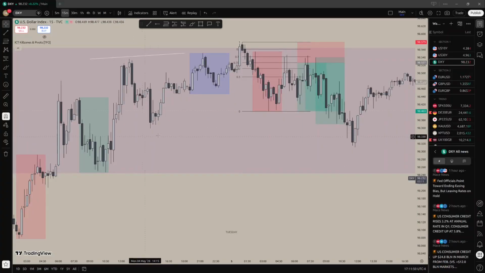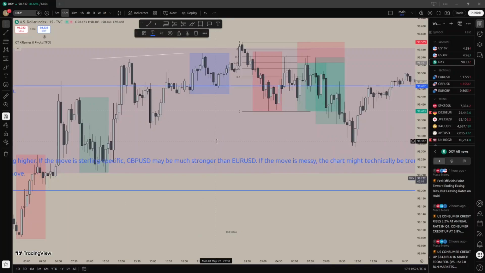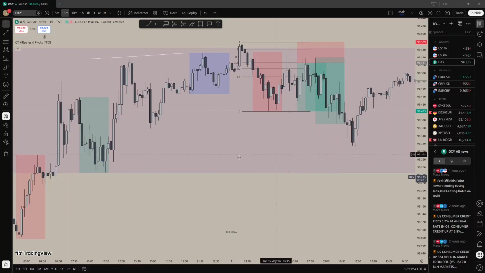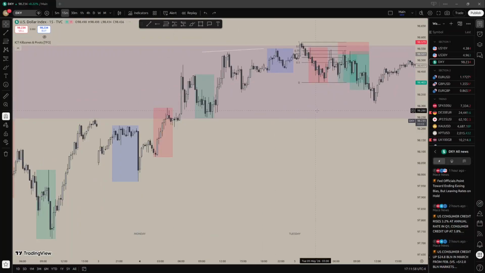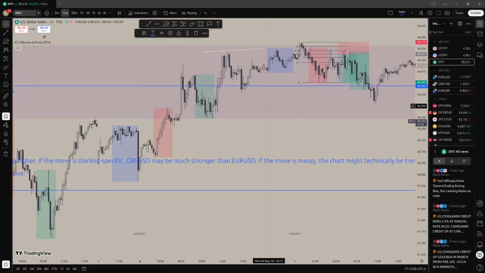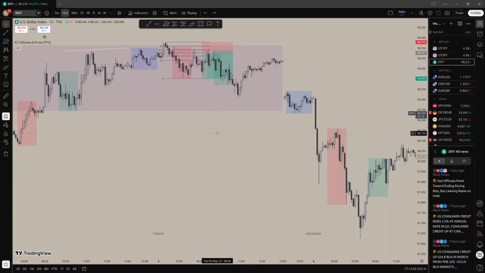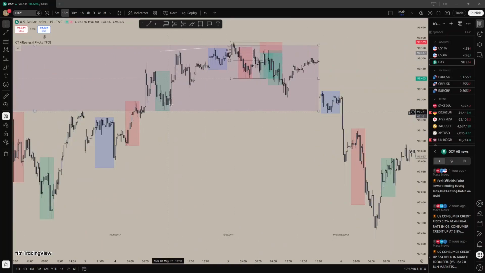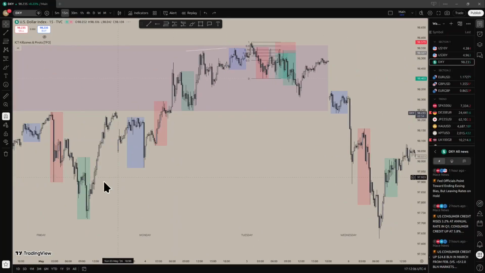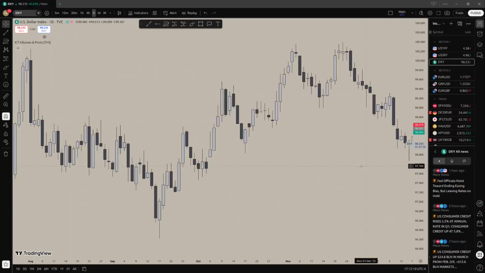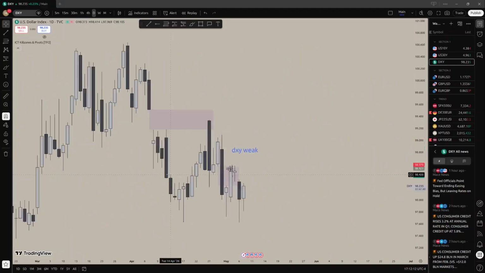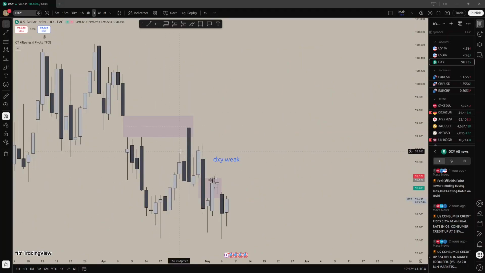But because of the fair value gap, I'd be more cautious for an intraday trade. But if you're looking at it from a high time frame perspective, you can see we start taking low after low after low after low, continuing the higher time frame bearish market structure. So that's the idea. We're bearish on the DXY.